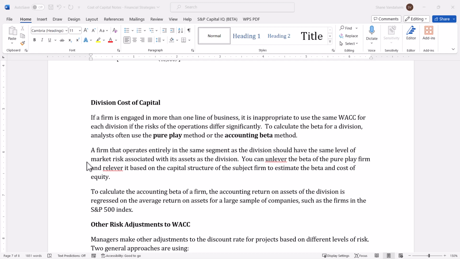And so most commonly, as long as there is a pure play available, and with Marcus Corporation, there's certainly some pure plays out there that only operate in those divisions, we can use that approach. But if there's no pure play available, then using the accounting beta is an approach that you can use.